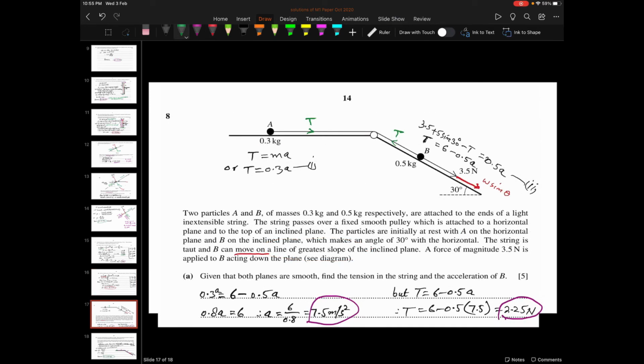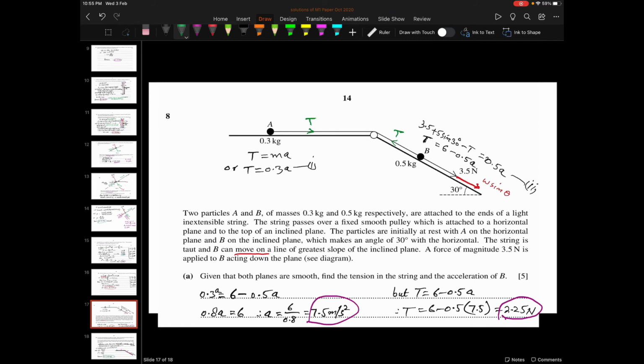Question number 8. Two particles A and B of masses 0.3 kg and 0.5 kilogram respectively are attached to the ends of a light inextensible string. The string passes over a fixed smooth pulley which is attached to a horizontal plane and to the top of an inclined plane.